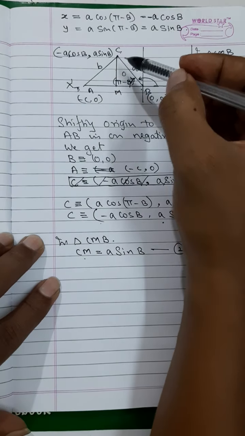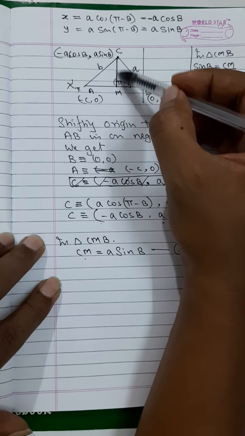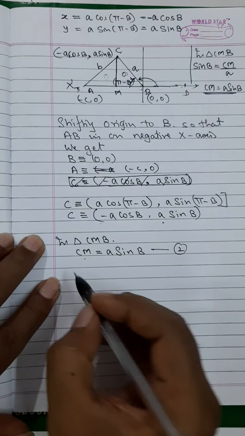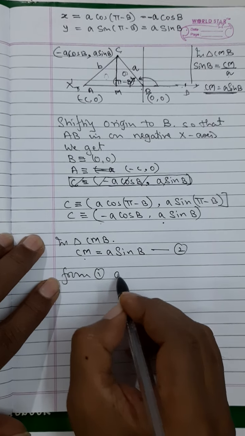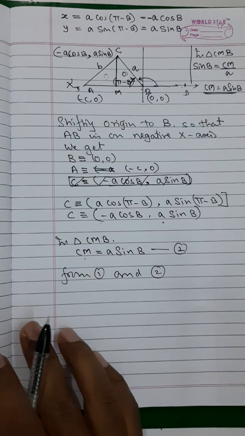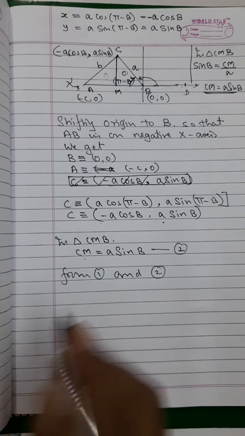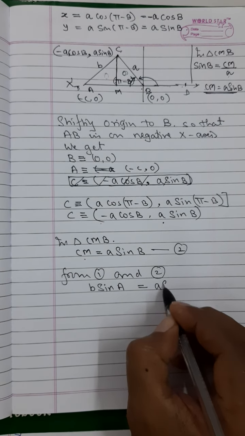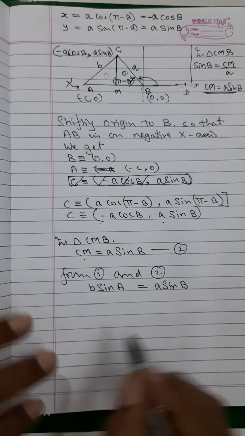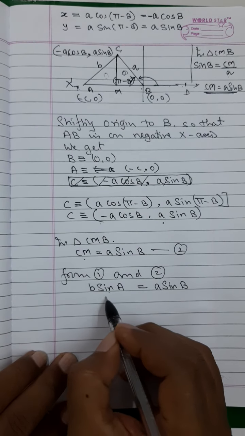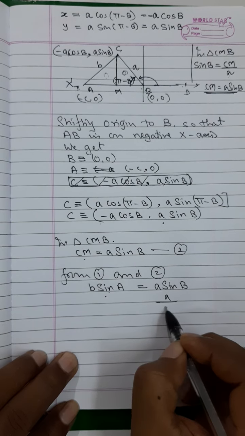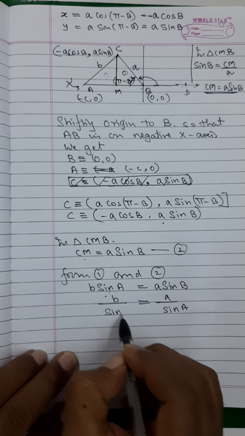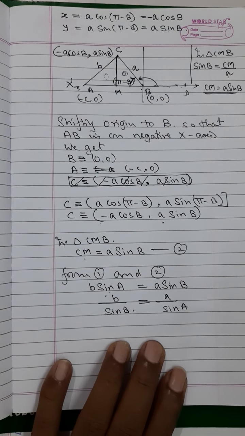So CM you have, but the measurement of CM is going to be the same anyhow. CM is found in this triangle also, and CM is found over here, but CM is a common side. So basically from 1 and 2, here we got CM as B sin A, and here it is A sin B. Now if I bring sin A and sin B across, I will get A upon sin A is equal to B upon sin B. So in this way I have proved this.